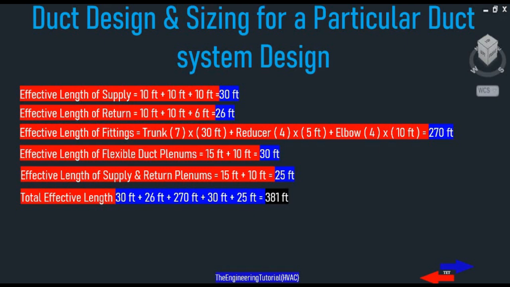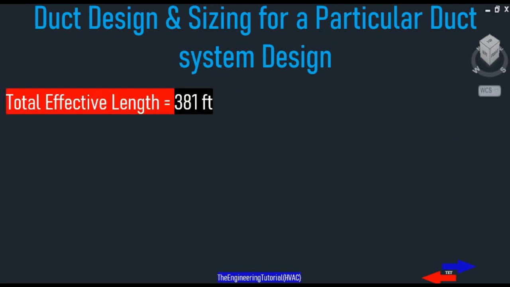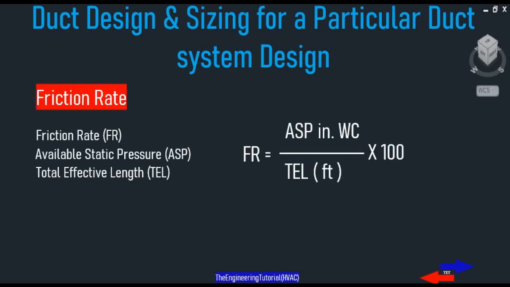So all these numbers give us the total effective length of 381. The total effective length is the longest length for supply and return duct run plus the equivalent length of flexible duct and all the fittings which can cause resistance to the flow of air. So we have added the supply and return duct run plus flexible duct and all the fittings to get the total effective length, which in this example is 381 feet. And then we determine the friction rate.